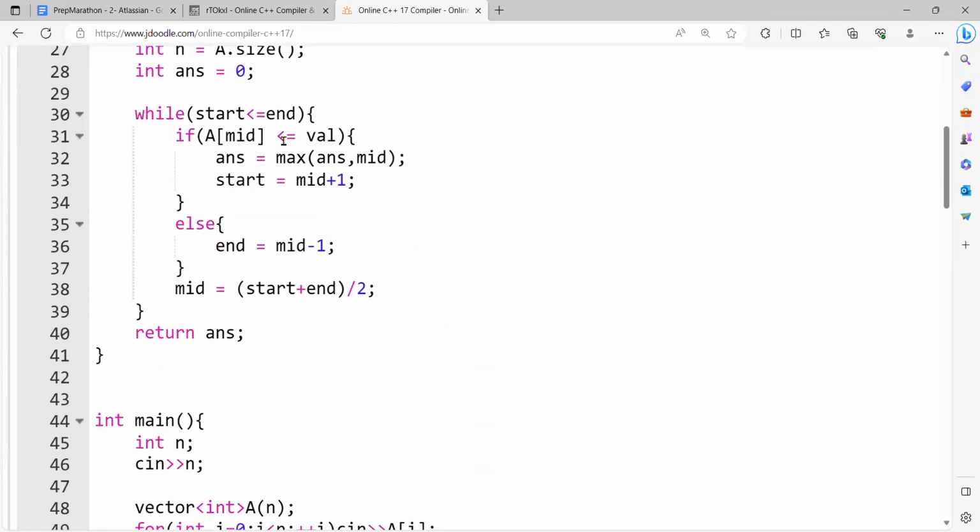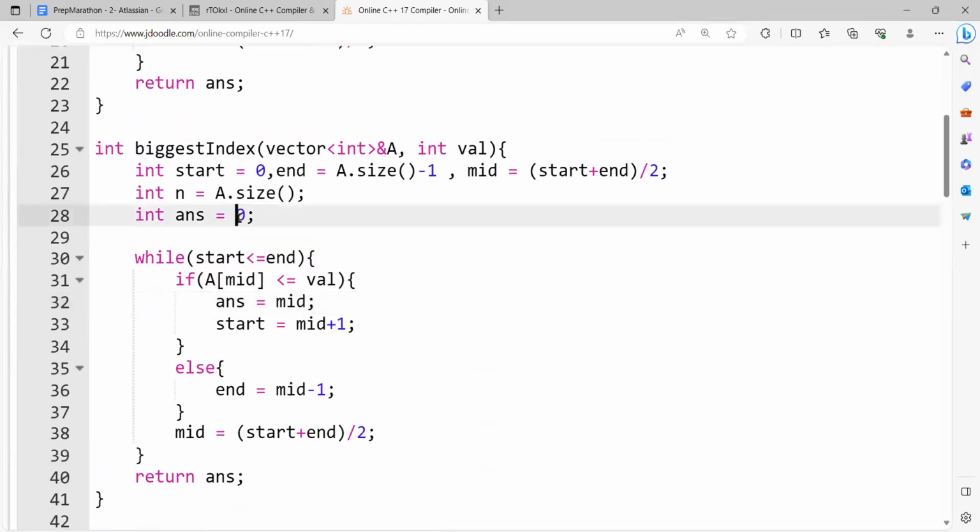Here also you can say answer equal to mid, because here we are assuming the smallest value. The value present at the 0th index is going to be smaller than R. So this is our assumption. If you write answer equal to mid, this is also right. This will also give you the right answer.